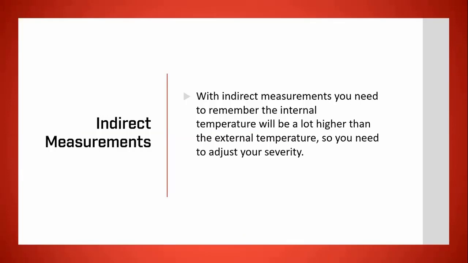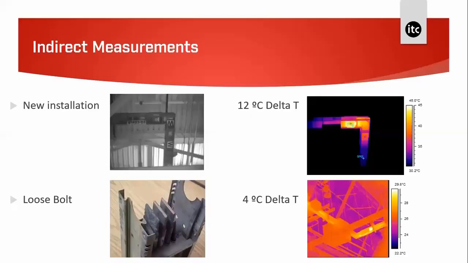With indirect measurements, you need to remember the internal temperature will be a lot higher than the external temperature. So we need to adjust our severity if we cannot overcome the indirect nature of our survey. If we have a look at these two installations here, these are indirect measurements of busbars. If you have a look at the two thermal images on the right-hand side of the slide, they're a long way away, but the camera is doing a good job in picking up an elevated temperature, and we can also measure a delta T.